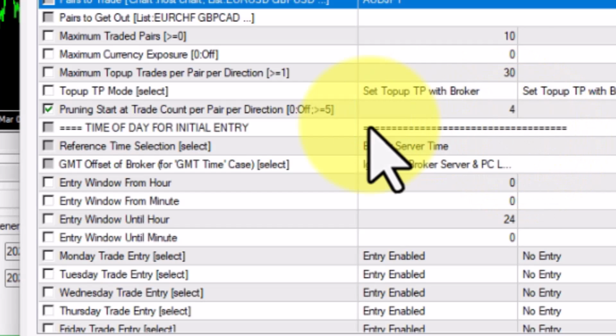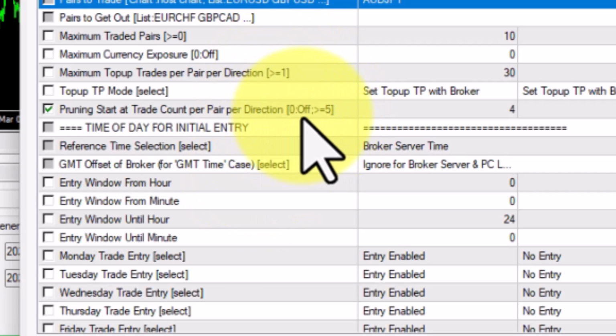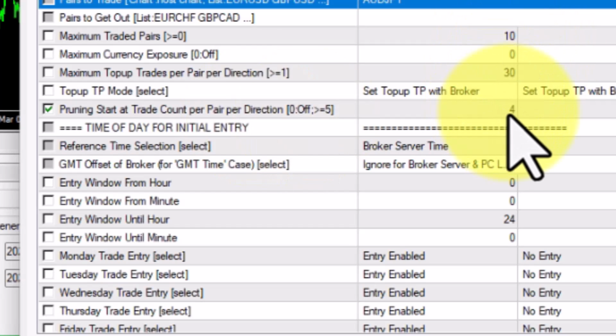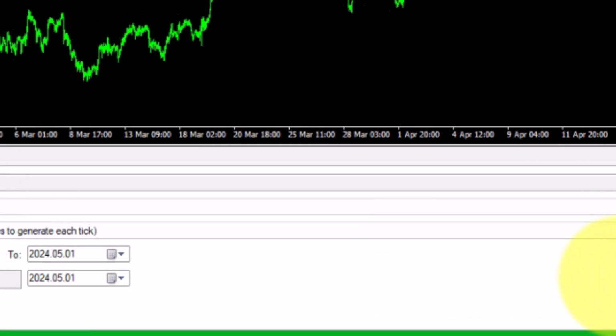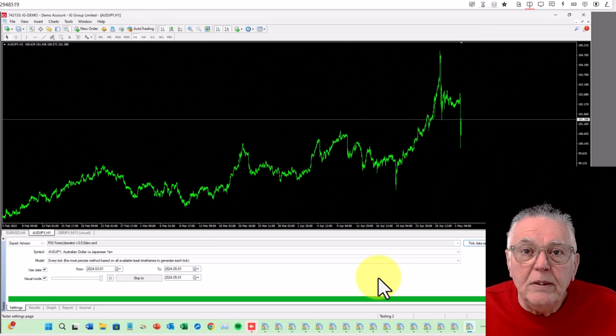So I'm going to actually use a setting of 4, and that is the setting that is most likely to be the minimum setting allowed for open trades. So 4 and upwards would apply in the future. So I'm going to use a setting of 4, and that's all that I need to change. I then press OK, and we are then ready to backtest.